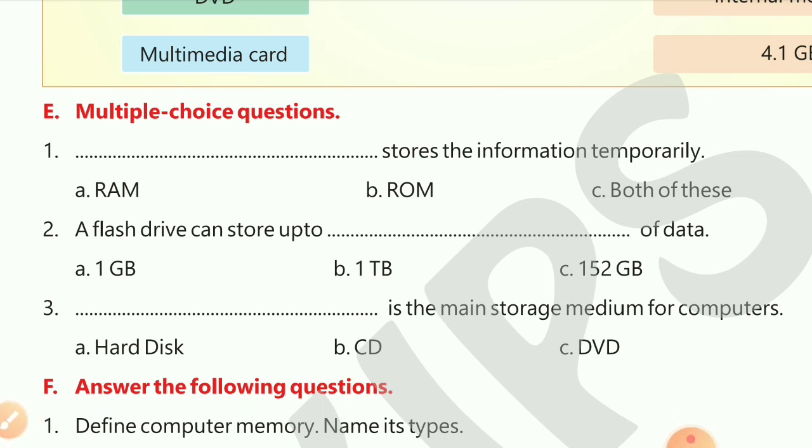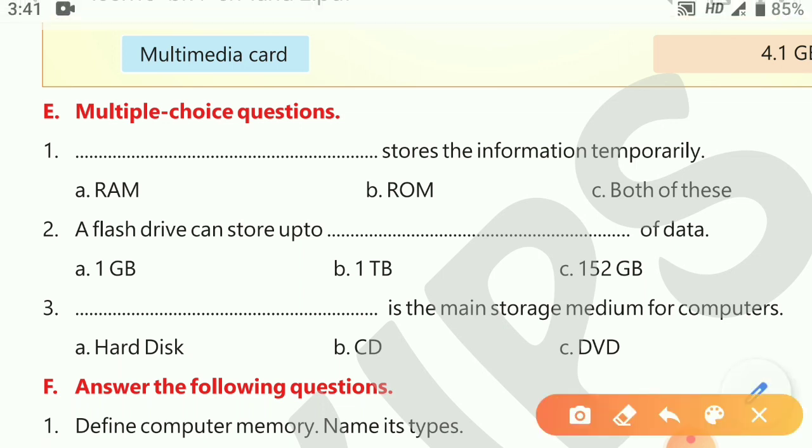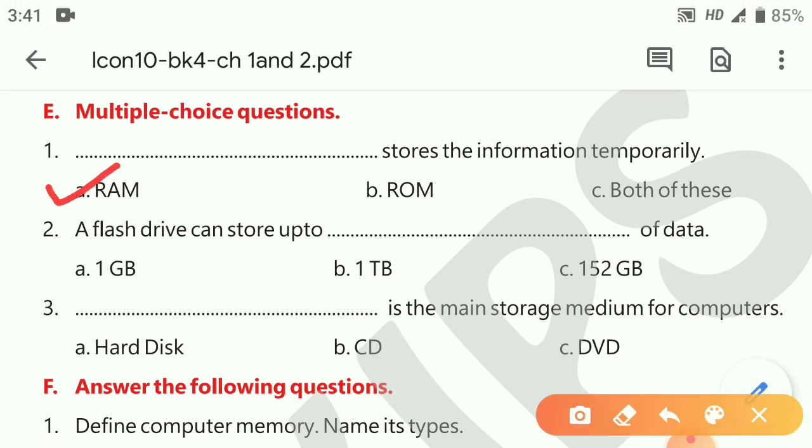Number 1. Dash stores the information temporarily. Temporarily means for a short time. Options are RAM, ROM or both of these. So from these two, which memory is temporary memory? Yes, RAM. So tick the answer A, RAM.